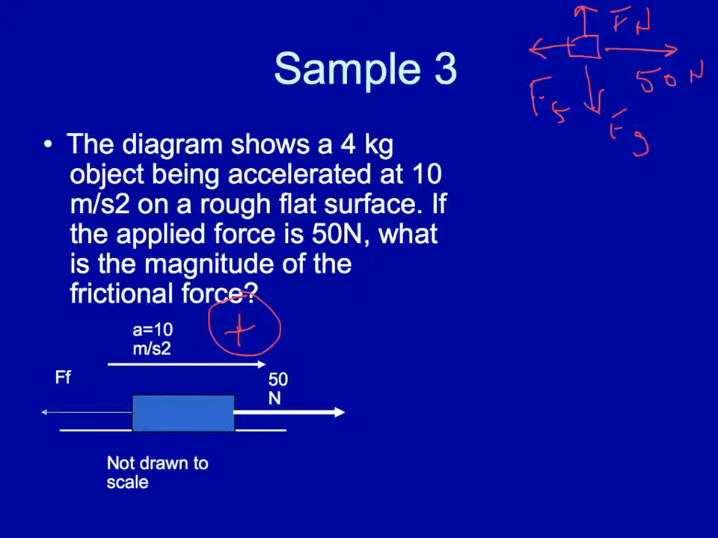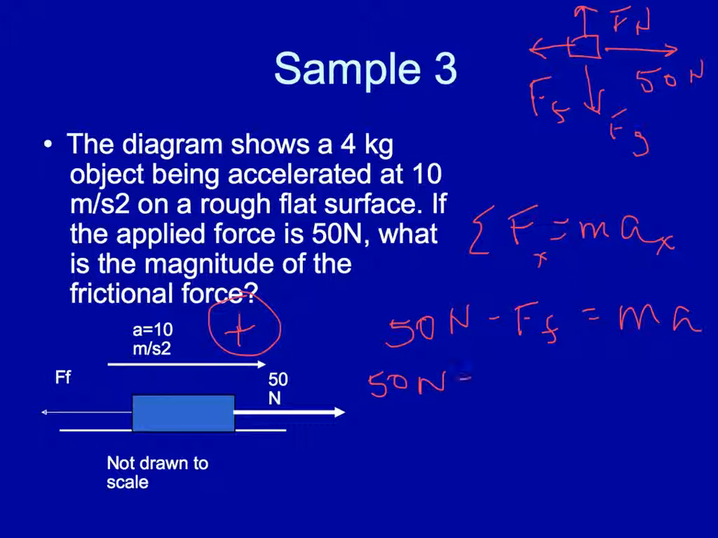So now I'm going to say the sum of the forces equals m times a. And since this is sitting on a surface, we're talking about the x direction. I don't need to worry about the y direction, although the y direction does factor into it because it tells you that the normal force and the weight are equal to each other. So I'm going to start with my positive ones first. I'm going to say 50 newtons minus the force of friction is equal to m times a. Okay, now let's plug and chug the rest of the way. 50 newtons minus force of friction. Well, m is 4 kilograms.